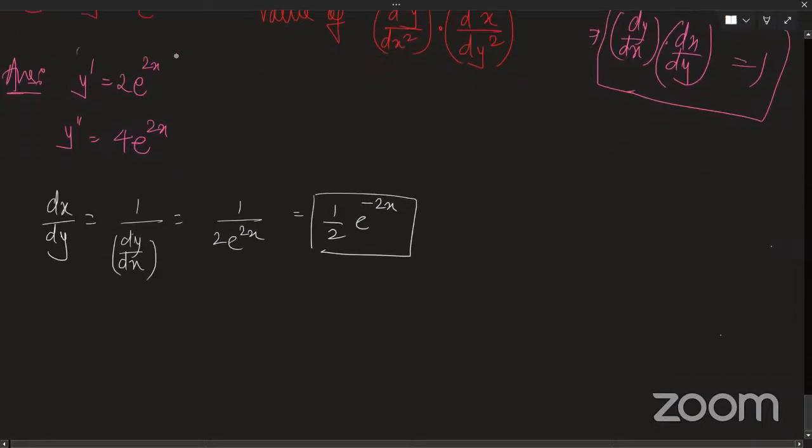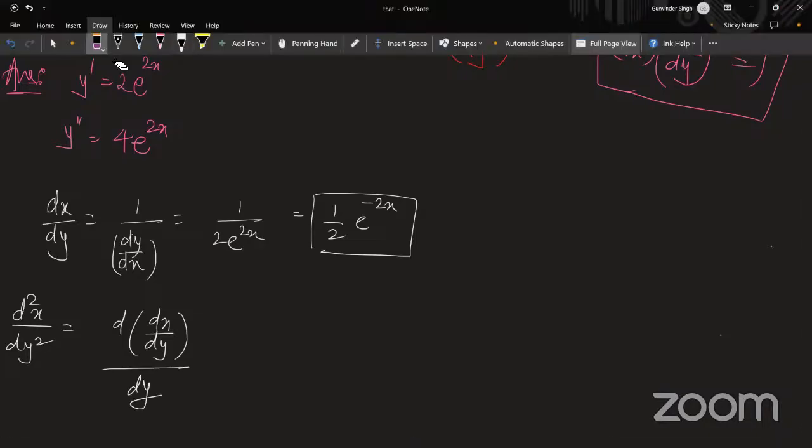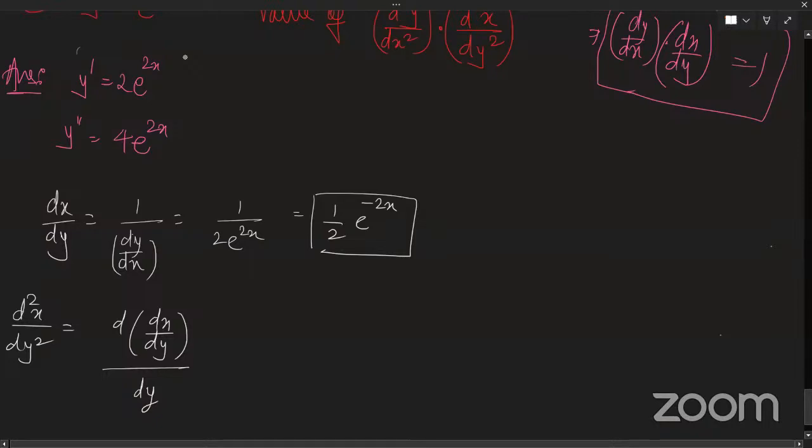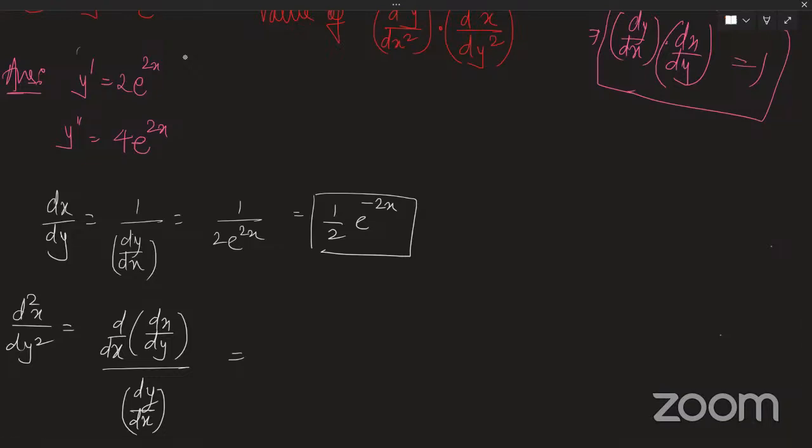Now it is asking me the value of d2x by dy square. So basically I need to differentiate dx by dy with respect to dy. How can I do that? Tell me, how should I do that? If I divide both this and this by dx, it will be something like this, right? So can I differentiate my dx by dy with respect to x? Is that possible? Yes, sir, I can do that, right?